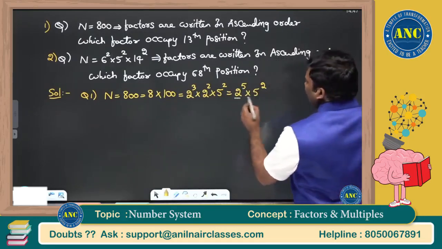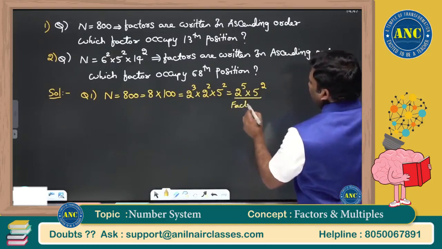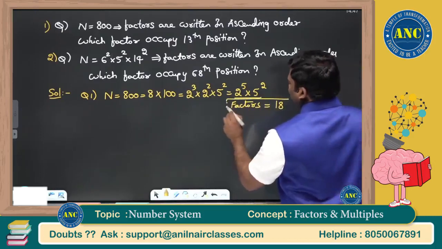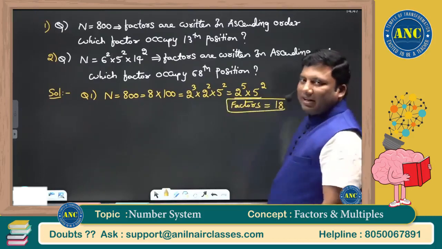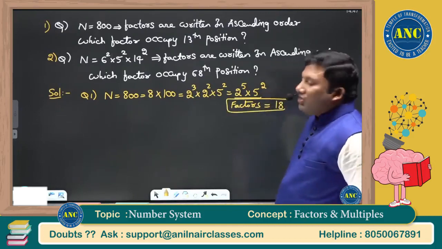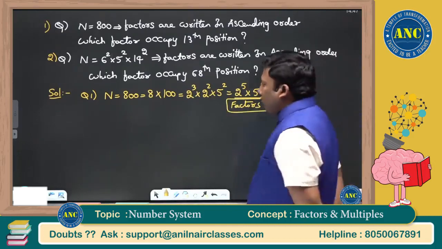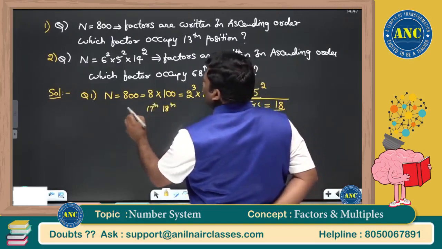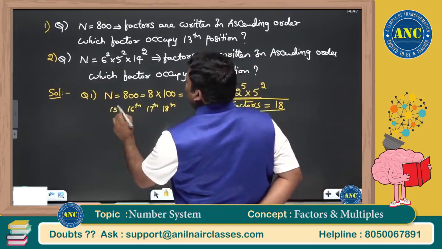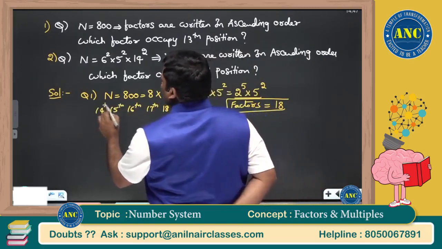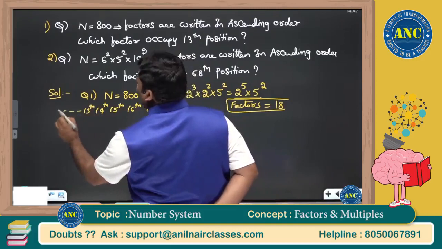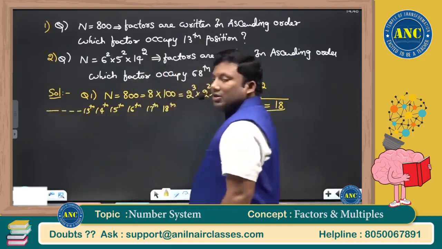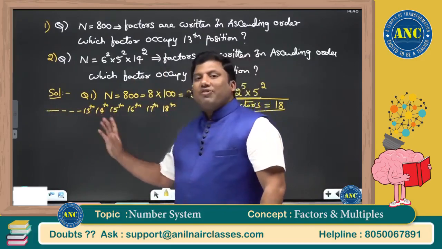How many factors are there for this number? Factors for this number are 6 into 3, total 18 factors. Which factor occupies the 13th position? This is the 18th position, 17th, 16th, 15th, 14th, and 13th position. 1, 2, 3, 4, 5, 6. So that means it is the 6th position from the right.